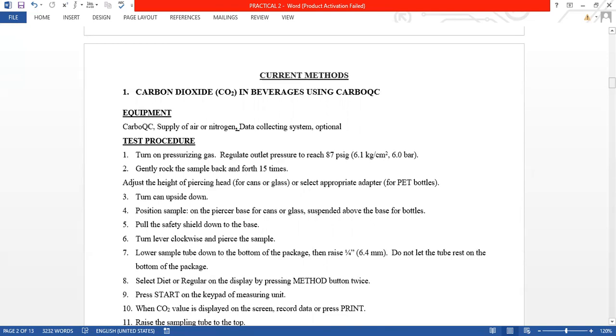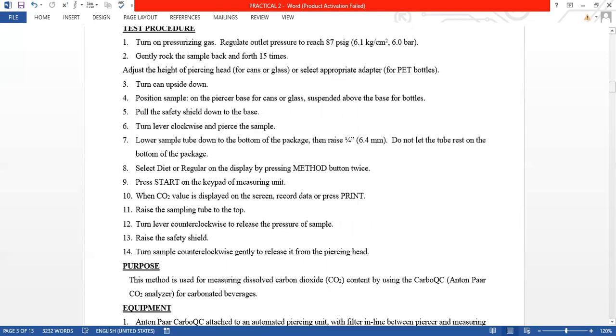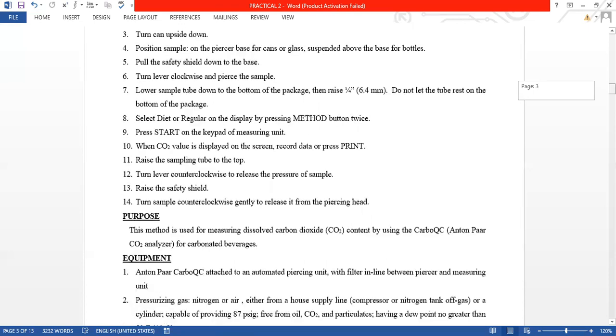Here we are also calculating the free carbon dioxide present in the cold drink, but by using the Carbo-QC method. The Carbo-QC method uses a supply of air or nitrogen, a data collection system, and optional accessories. The test procedure includes: turn on the pressurizing gas, regulate the outlet pressure to reach 87 psi, gently lock the sample in place, turn the can upside down, pull the safety shield down to the base, turn the lever clockwise and pierce the sample, and after that, press the start button on the measuring unit.